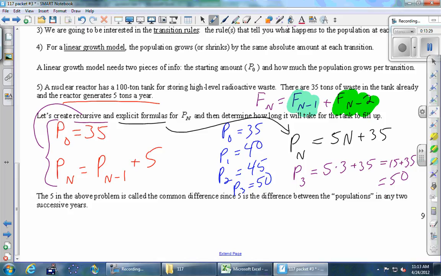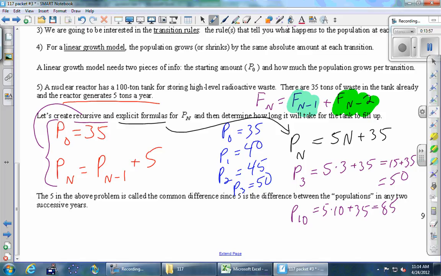What are we plugging in for n? If we want to know what's happening 10 years down the road, we plug in 10 for n. What do we get when we plug in 10 for n? P10 equals 5 times 10 plus 35. The answer to Alex's question is there were 85 tons in the tank 10 years down the road. Whole lot better than using the red thing over and over again.